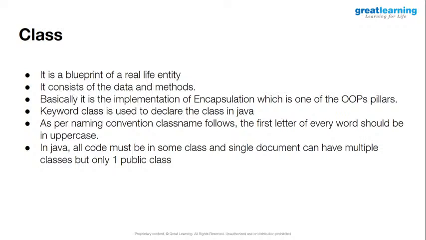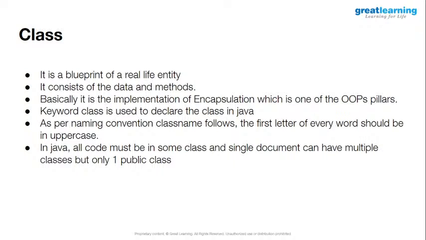So this is done. Now the classes. So what is a class? Class is basically a blueprint, right? A blueprint of a real life entity, right? So what do you mean by that? In a class, we use our first programming pillar of OOPs. We use that. What do you mean by that?